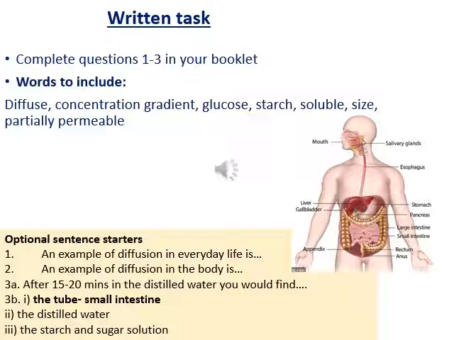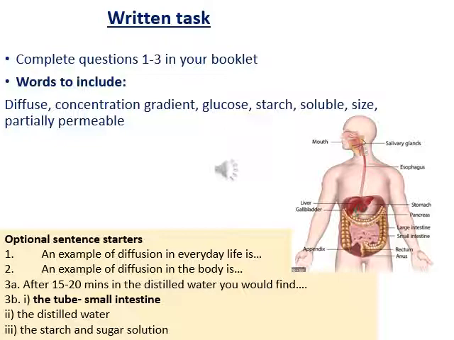Question 1 and 2 is to just give examples of diffusion. Question number 3 asks you to explain some things about that experiment that we just went through. The first one asks you to describe what can be found in the distilled water. You have a sentence starter for this, but you can also flick back to the previous slide where we went through this. And then question 3b is probably the most difficult, but this one is asking you to relate that experiment to the digestive system.